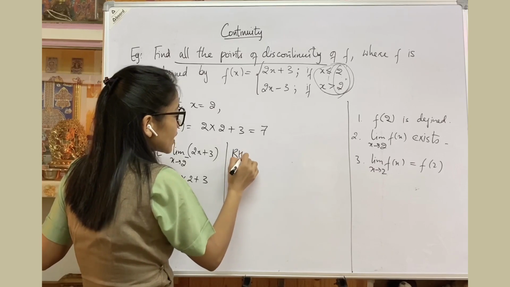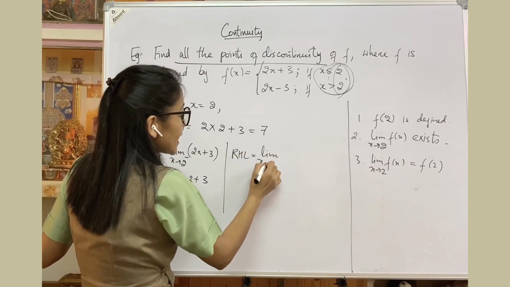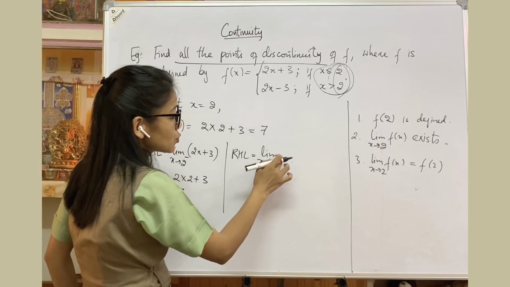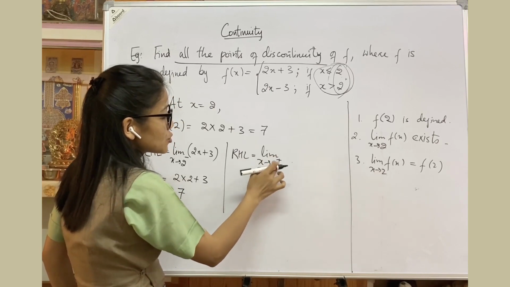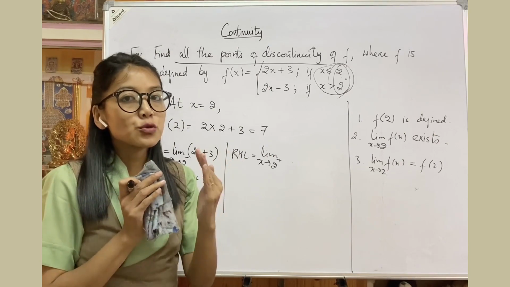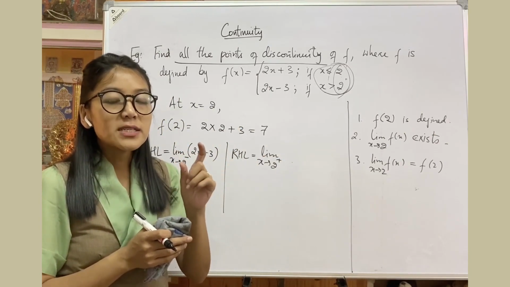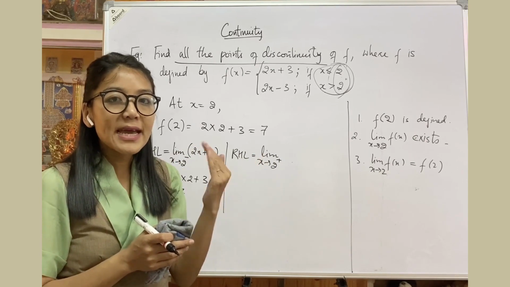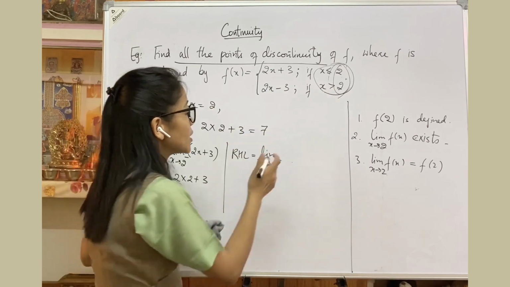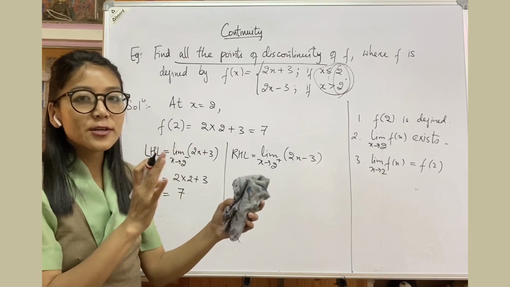Then you will find the right hand limit. So that is limit of x tends to 2 from right hand side, 2 raised to positive we write. So x tends to 2 from right hand side, which means x is very near to 2, but it is on the right hand side of 2, which means x is greater than 2. So when x is greater than 2, then your function takes value 2x minus 3. Is that clear? So this is how you will choose the function in the correct way.